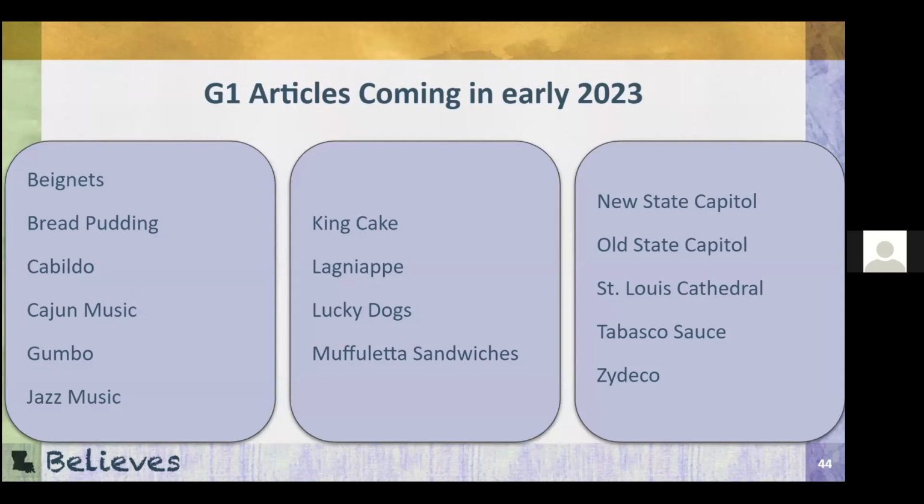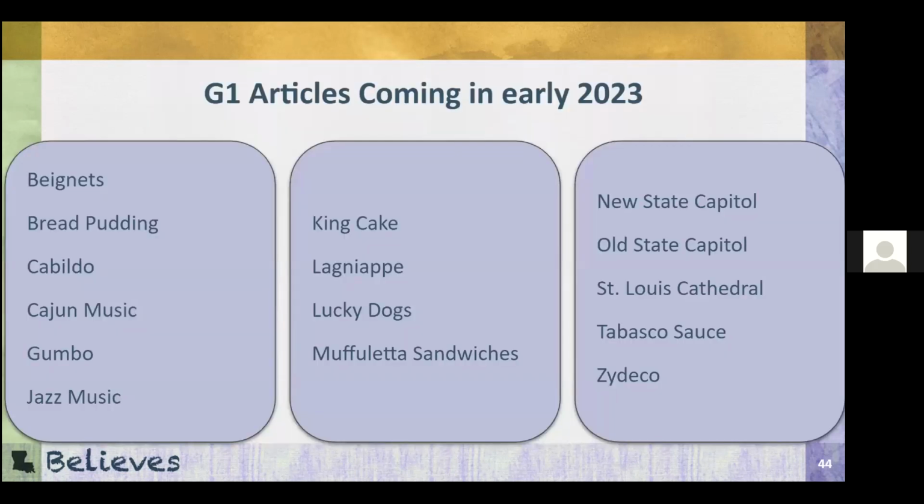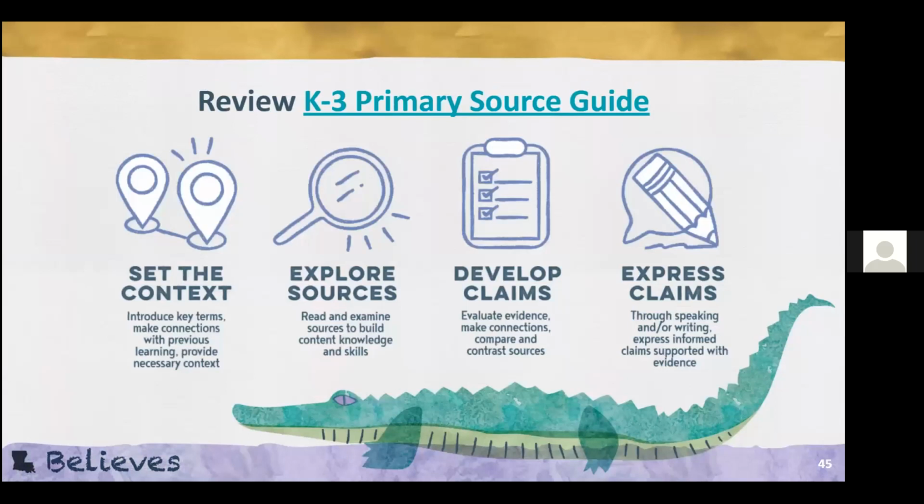So you can look for these. They will be in our frameworks for first grade when we release them, but they will first appear on 64 Parishes website. It's this URL right here, 64parishes.org/education. And we'll put out that info in the various newsletters and probably on social media when we have those first grade articles available.